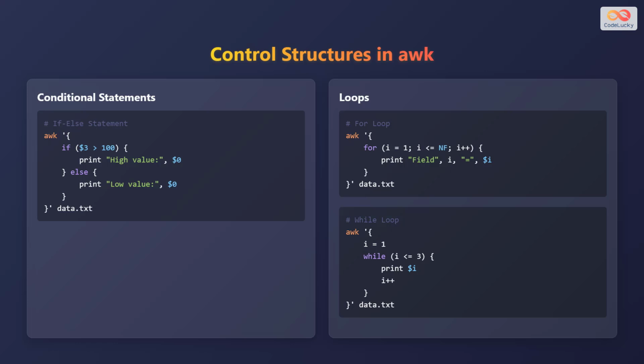Let's learn about the control structures available in awk. Awk supports conditional statements such as if-else statements. For example, this script checks if the third field is greater than 100 and prints a corresponding message. Awk also supports loops, including for loops and while loops. The first script iterates through all fields in each line and prints their values. The second script prints the first three fields of each line using a while loop.